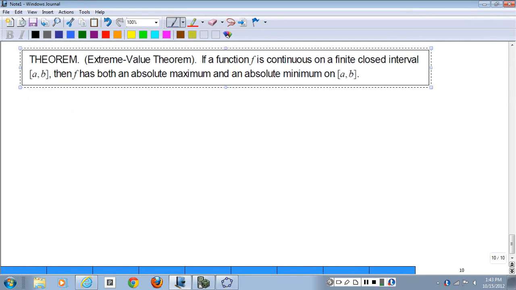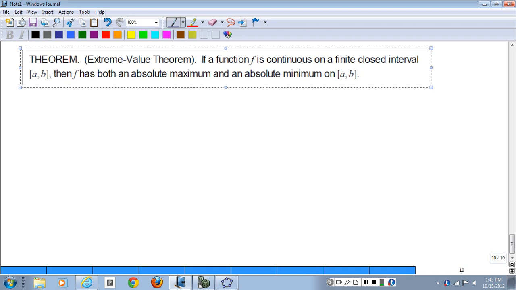If a function is continuous, a moderately strong condition, continuous on a finite, I got the word finite from the textbook, but in terms of finite, it means bounded. It doesn't go off to infinity one way or the other. The measure of it is finite, probably I should say. The number of points in the interval is not finite, but the measure of the length of the interval is finite. So if f is continuous on a finite closed interval [a, b], then f has both an absolute maximum and an absolute minimum on that interval.